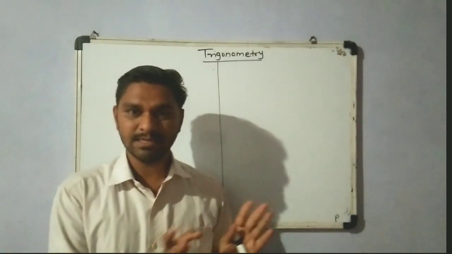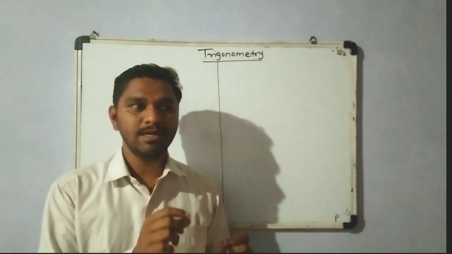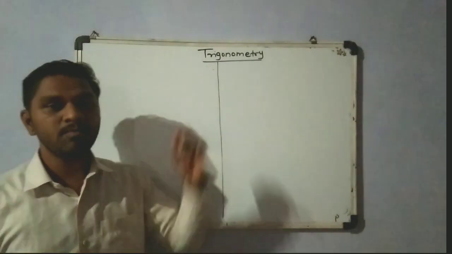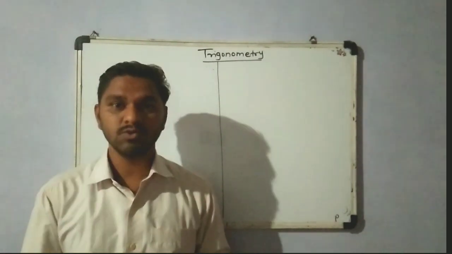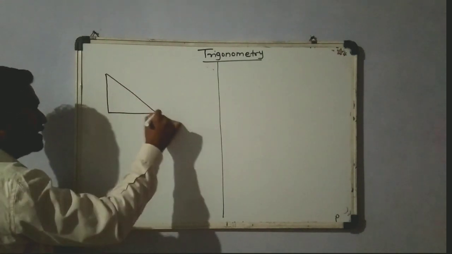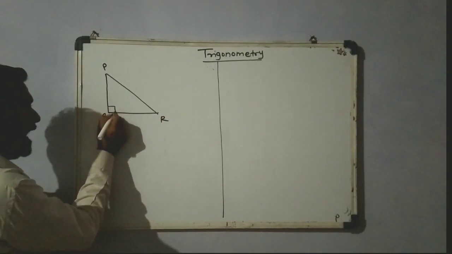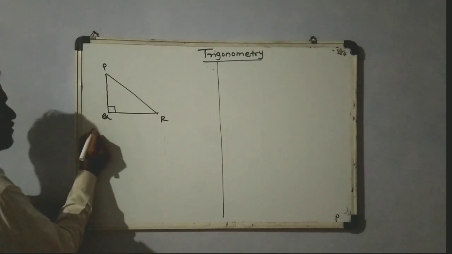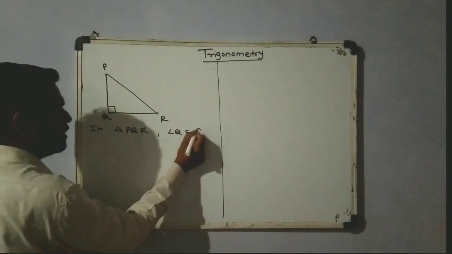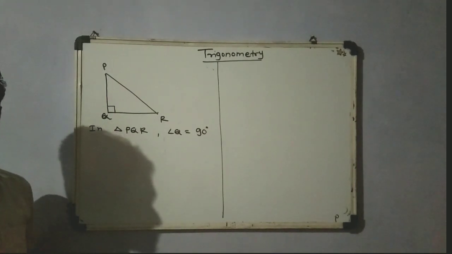So before starting the trigonometric functions and some concepts related to that, I just want to tell you about some basic terms. So see, trigonometry is related to the right angle triangle. Okay, so see how. Suppose I take one example: PQR is a right angle triangle, right angled at point Q. At point Q means what? Angle Q is 90 degrees. So in triangle PQR, angle Q is equal to 90 degrees, and we know one of the angles is 90 degrees, so therefore the triangle becomes a right angle triangle.